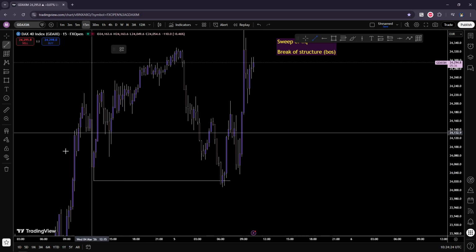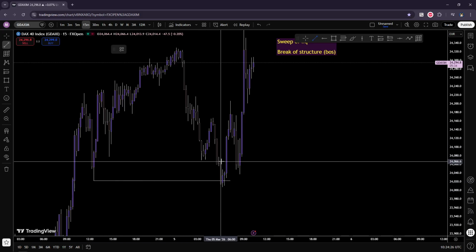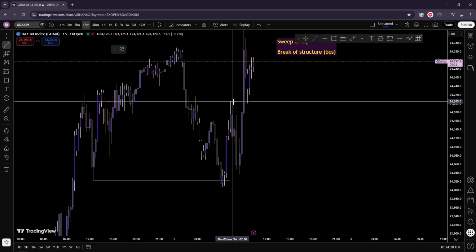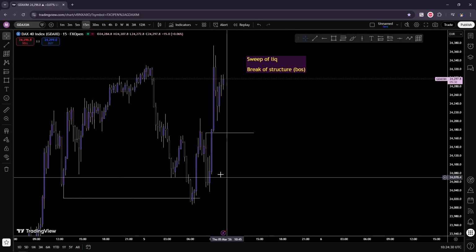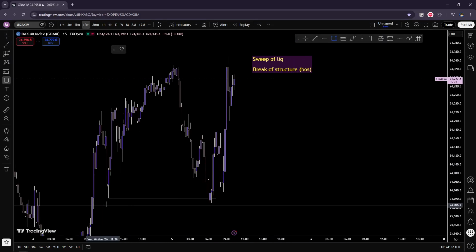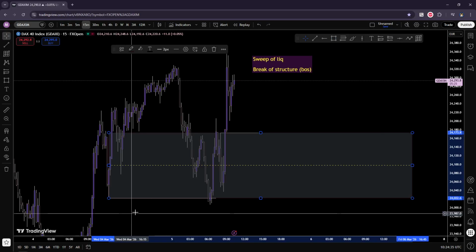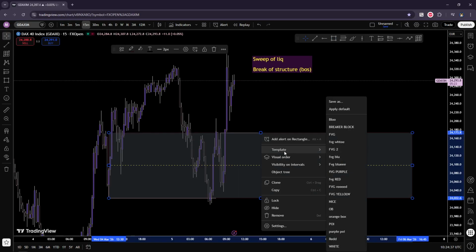So this is a sweep of liquidity. Next, we look for a break of structure. Where is the break of structure, guys? Right here. Now, this is an order block. How would you draw the order block? From this low, from the sweep to the break of structure.